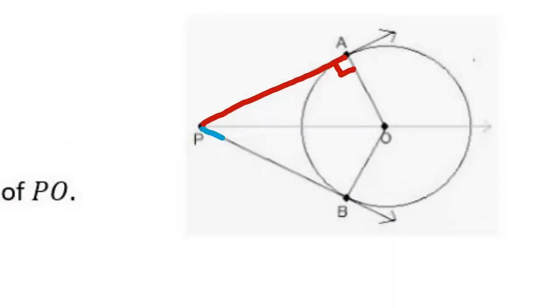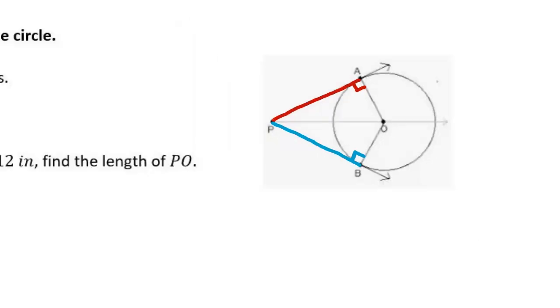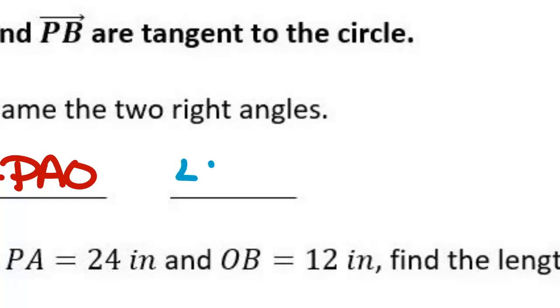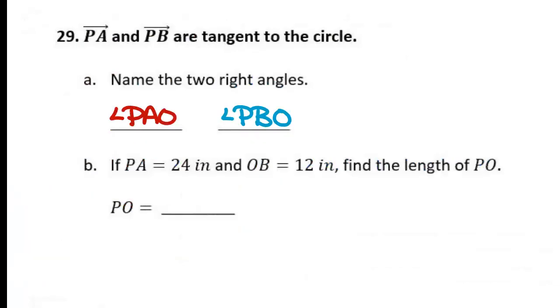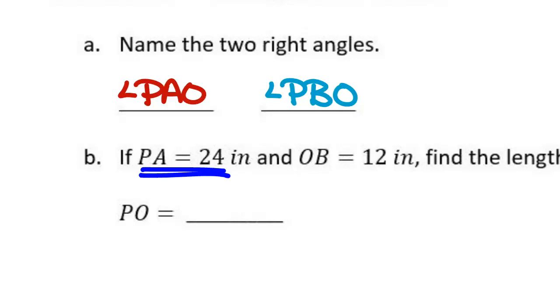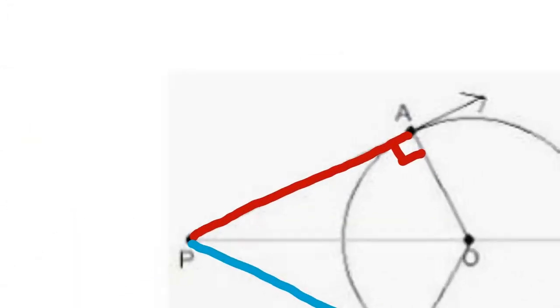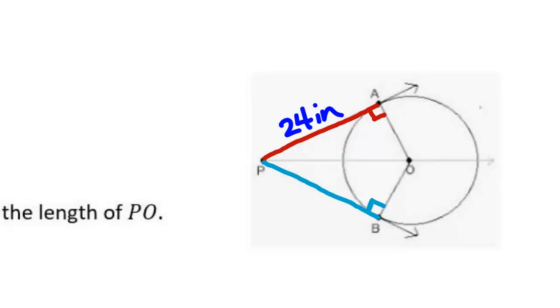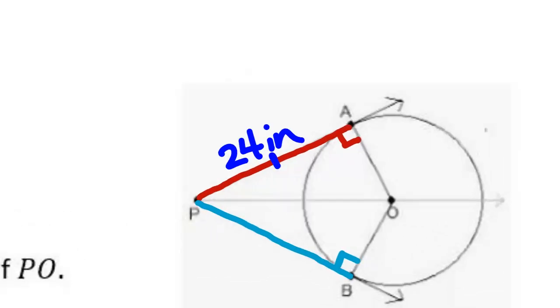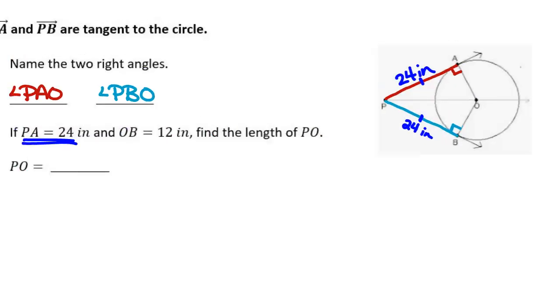And the same thing is happening down here with tangent PB. Where it hits the radius, it forms a right angle, so PBO. Then it tells me that segment PA is 24 inches. Tangent PB is going to the same circle, and it's coming from the same point. So what do we know about PA and PB? They're the same. So if one of them is 24 inches, the other one is also 24 inches.